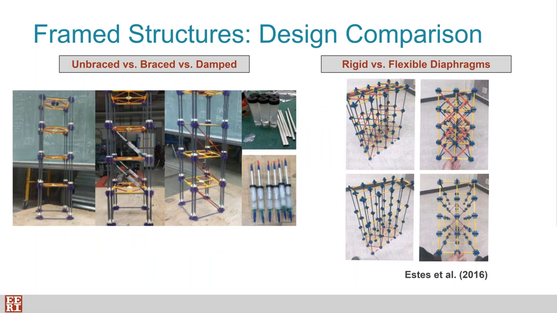With the small-scale shake table K'Nex structures, the example on the left shows a student looking at a four-story building and at the response difference between no braces, dampers, and braces. On the right, students are investigating the difference between rigid diaphragms at each floor level versus flexible diaphragms. You take these structures, clamp them to the shake table, add some mass, and allow the students to run either a frequency sweep or a ground motion, whatever the capabilities of your shake table are, and then they can qualitatively observe the differences.